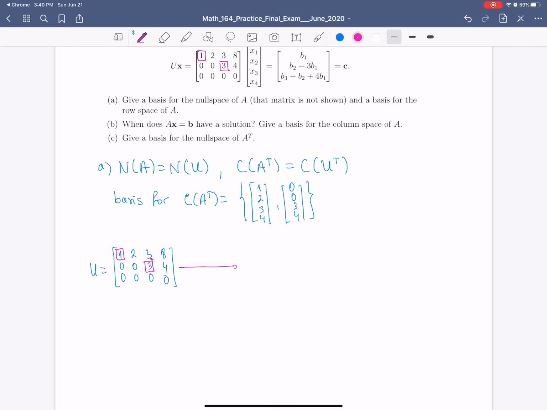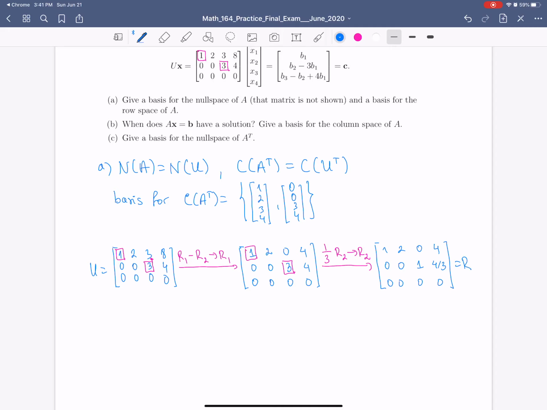So I can choose whether to make that 3 into a 1 or to eliminate above it. I choose to eliminate above the 3, and what I get is 1, 2, 0, 4, and then 0, 0, 3, 4. And then the last step in order to make this matrix into the reduced row echelon form is to make sure that the pivots are 1s. The first pivot is a 1, so that's fine. But for the second pivot, I have to divide the second row by 3, or rather multiply it by a third. So 1/3 of row 2 goes into row 2, and what we get is 1, 2, 0, 4, 0, 0, 1, and then 4/3 here. This is the reduced row echelon form of the matrix.